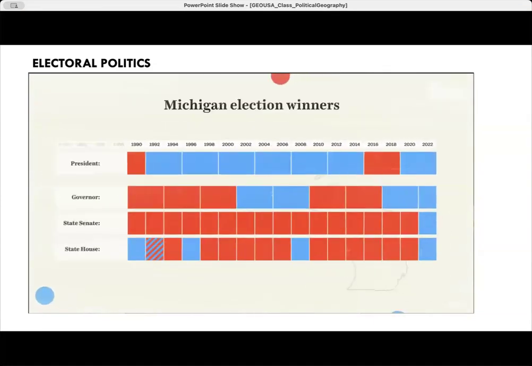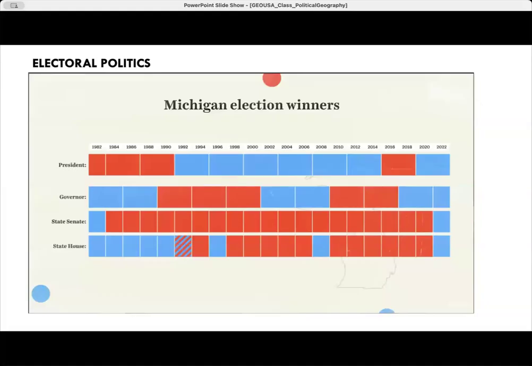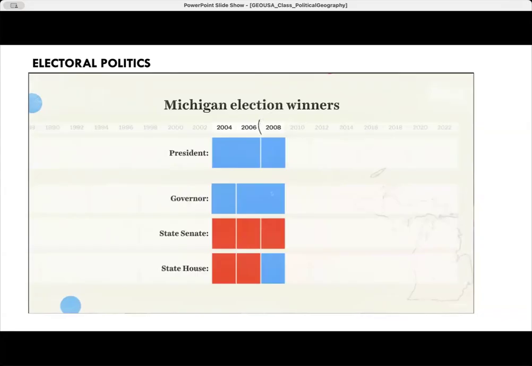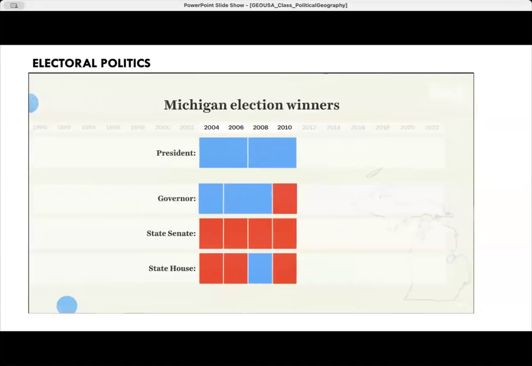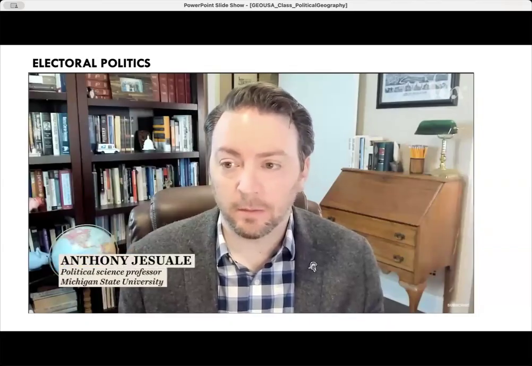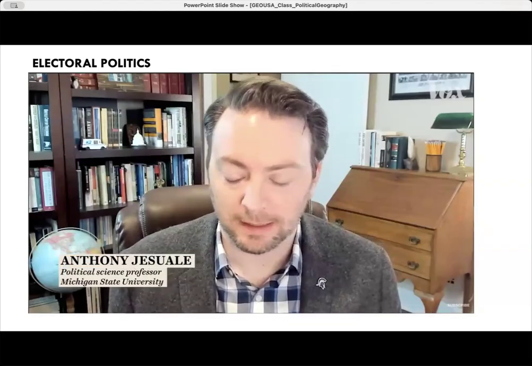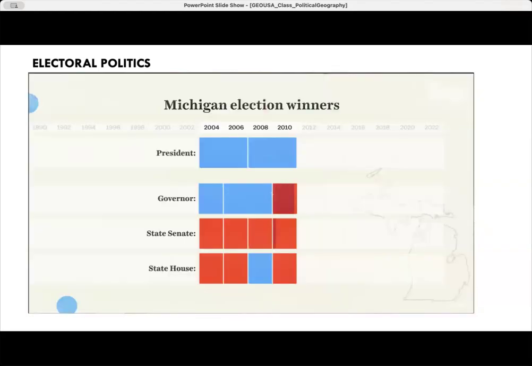So let's go back to this timeline of big Michigan elections, and we'll start here. In 2008, Michigan voted for Barack Obama for president and for a Democratic state House of Representatives. But the next election would turn out differently. 2010 is really a response to 2008. We see a blowback to Obama's national policies. In 2010, Republicans won control of the whole state.